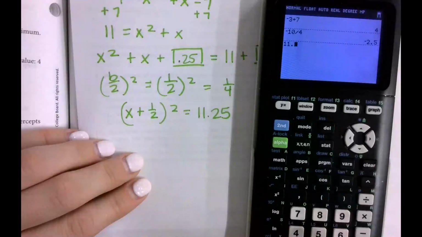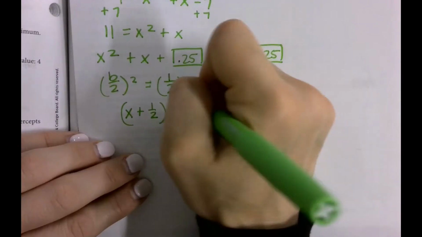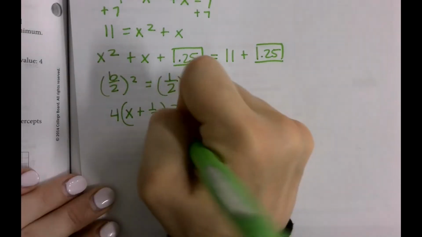I would just start with like 2, 0.5 times 2, that's 22.5. I know that 0.25, if you have a quarter, 4 quarters equals $1. So I'm going to try 11.25. I can multiply both sides by 4 to get rid of my decimal, so that's what I'm going to do. This will give me 45.